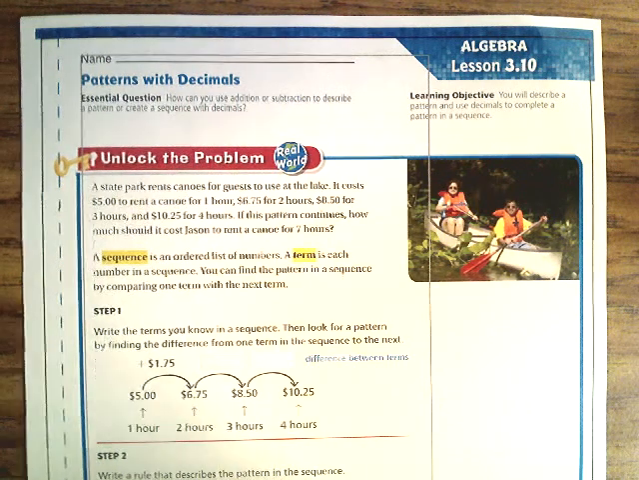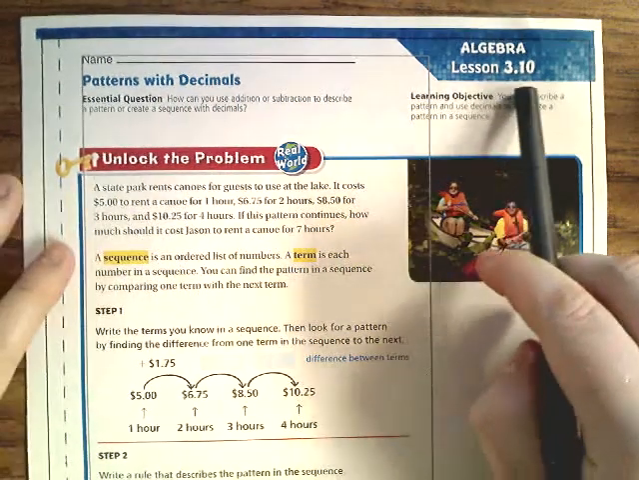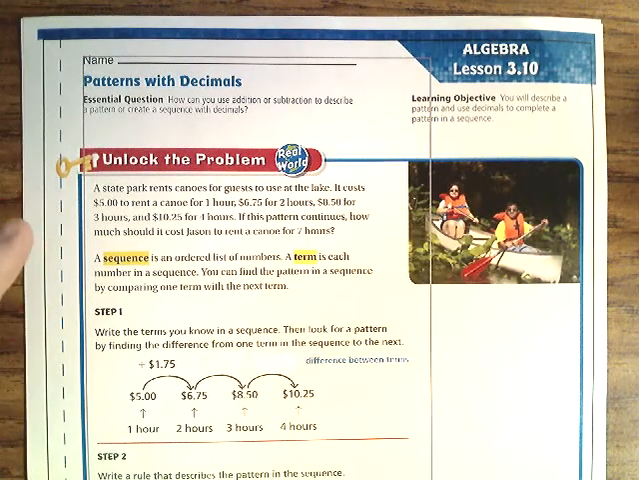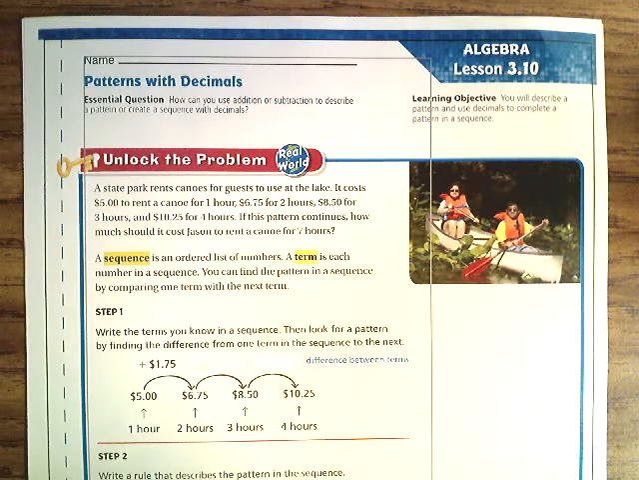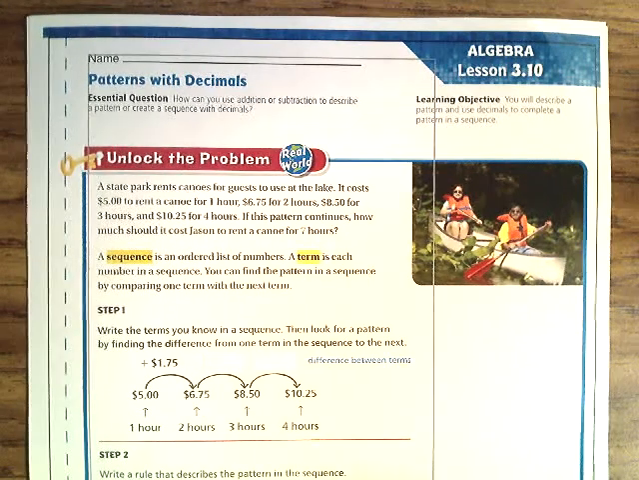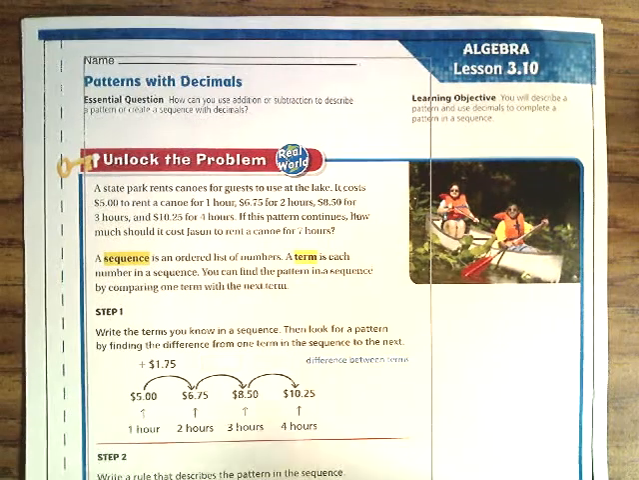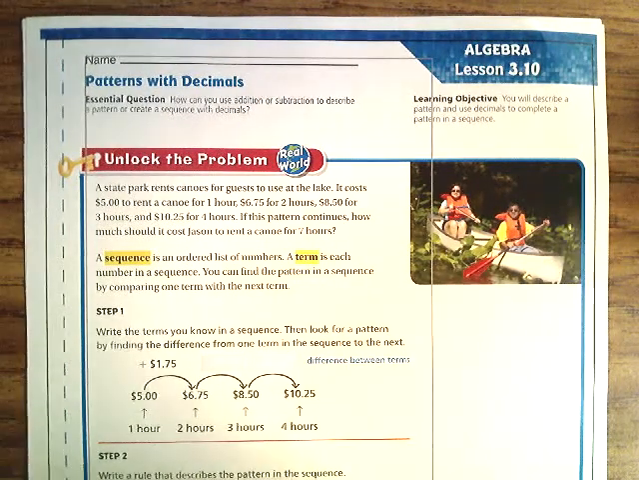Hi everybody, today we are going to be working on lesson 3.10 in our Go Math materials. Lesson 3.10 is about patterns with decimals, so we're going to continue looking at decimals, but we're going to change it up with what we're doing, okay? You are going to need page 207 through 212.